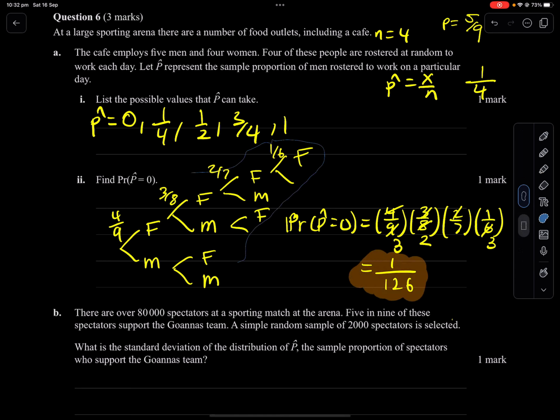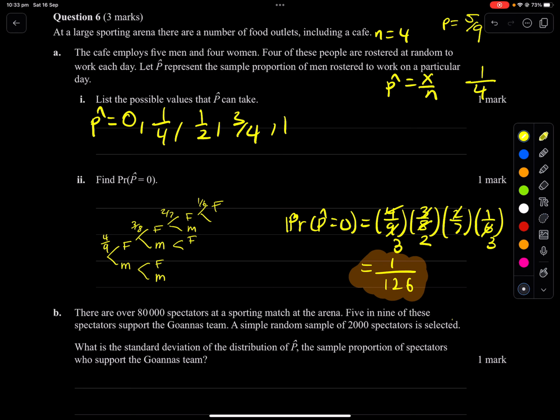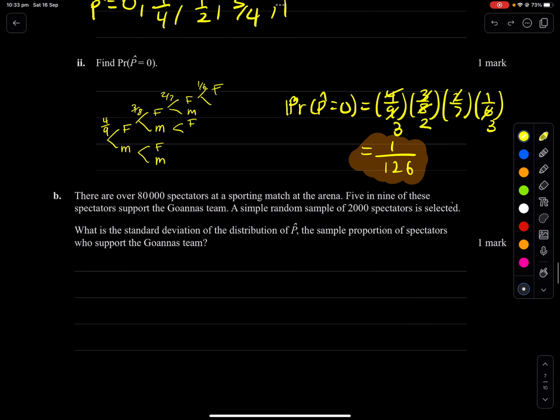This is a very big mess. Have I done anything wrong? I'm not too sure. Yeah, we include 0. We had a possible value of P, which is 0. Oh my god, what am I talking about? 0 is included. Alright. There are over 80,000 spectators at a sporting match at an arena.